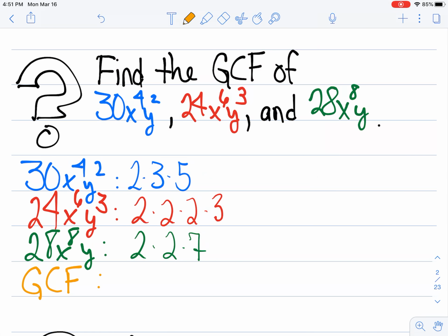So if we're looking for GCFs, we're going to circle the 2's because they're in common, and I believe that's the only common factor we have with the numbers. So our GCF is going to be a 2, and then look at your variables. Looks like the smallest power on x is 4, and the smallest power on y is 1. So we're going to have 2x to the fourth y for our GCF.